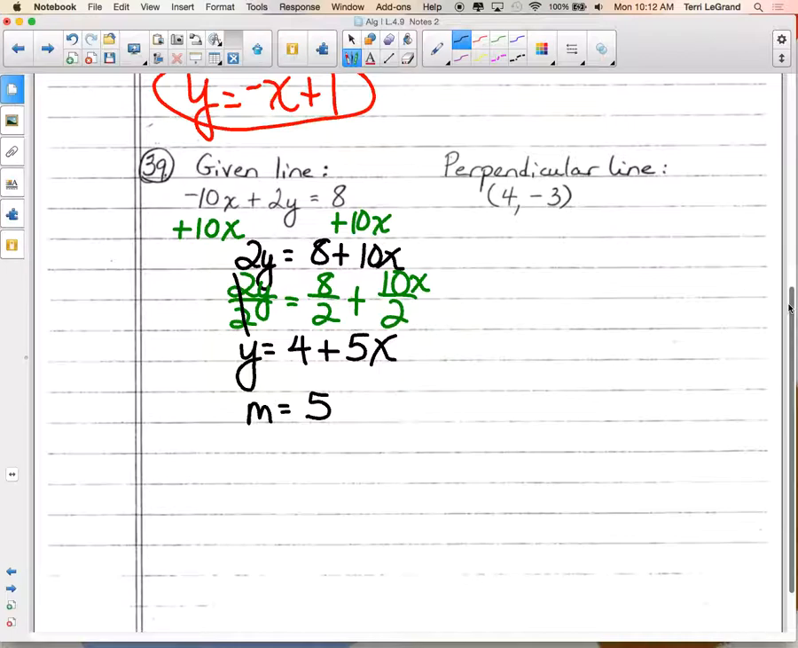And we need a line perpendicular to that one. So it has to go through ordered pair (4, negative 3). What else do we need? The slope needs to be negative 5? Negative 1/5. Okay, let's all make up our mind. Which one should we go with? Negative 1/5, because the reciprocal of 5 is 1/5, and 5 is positive, so the 1/5 has to be negative. So we need a slope of negative 1/5.